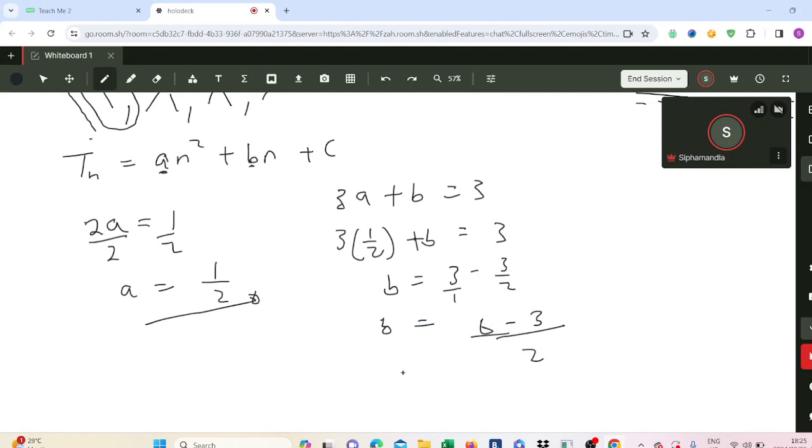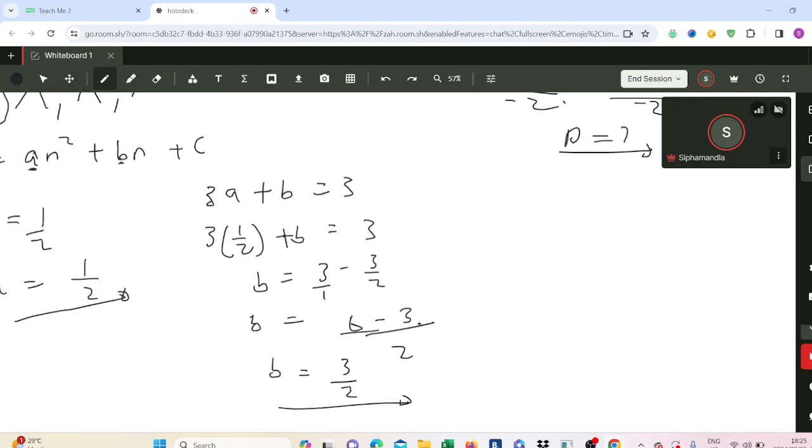Okay, so I will have b being equal to 1 over, okay, here it will be 3, right? So 3 over 2. So I will have b being equal to 3 over 2, because 6 minus 3, that is 3 over 2. Okay, now we have to find c.